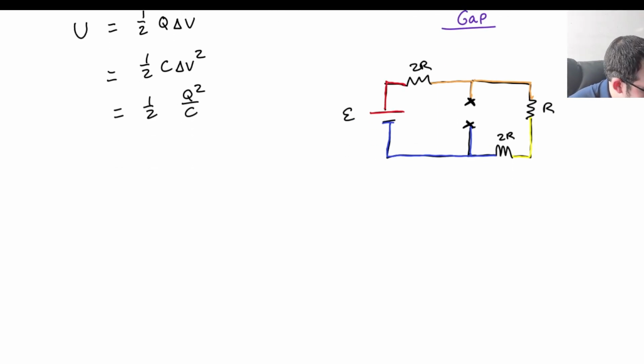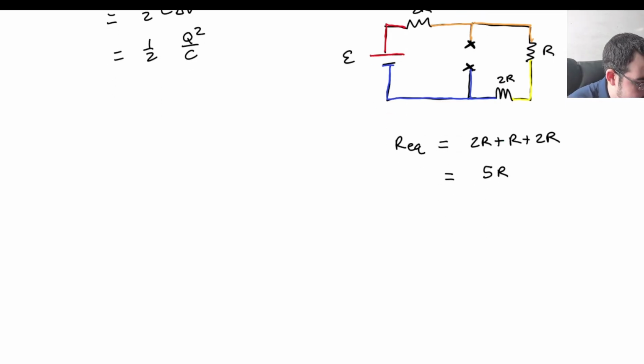But realize that, again, this gap can basically be ignored because no current flows through it. So essentially what I have is just a nice little series circuit. So R_eq for this circuit is a 2R, an R, and a 2R in series, which is 5R. That means my current through the entire circuit is just going to be the EMF over 5R, which is 1/5 times epsilon over R.